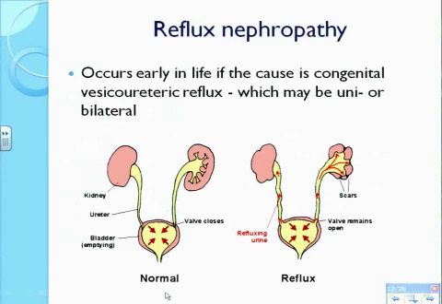The reflux nephropathy tends to occur early in life, so it's congenital, and may be either unilateral or bilateral. Okay, and you need to deal with these quickly. So usually what we try to do is put in stents to temporize this problem, and then get these kids assigned to a urology specialist to eventually reimplant and make this problem go away.